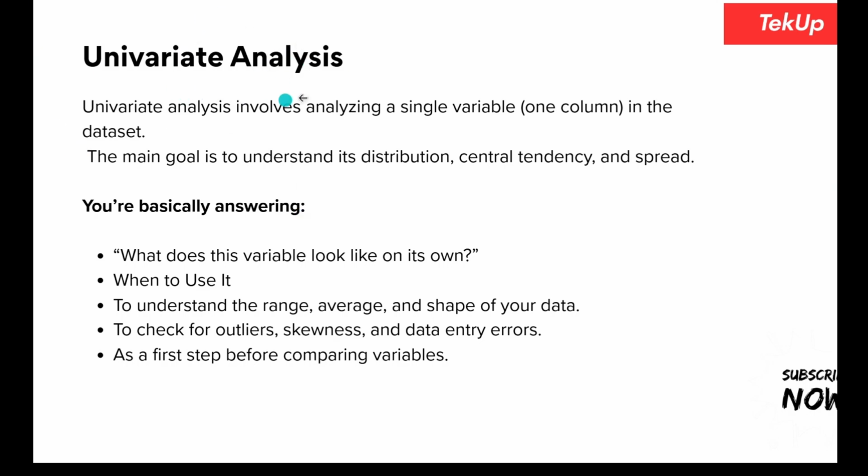Now let's talk about univariate analysis. Univariate analysis involves analyzing a single variable, one column in the dataset. The main goal of univariate analysis is to understand its distribution, central tendency, and spread. So when we are performing a univariate EDA, the main goal is to understand the distribution of one column, the central tendency of one column, and the spread of one column.